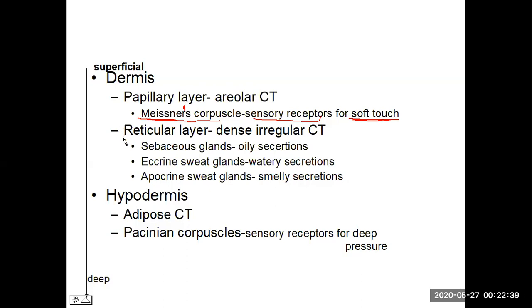Deeper to that, the majority of the dermis is the reticular layer, composed of dense, irregular connective tissue. So all of that strength of the woven collagen fibers. And it's in this area where we find the majority of the organs of the skin. So for example, those oil-producing sebaceous glands, the 2 types of sweat glands. And just an interesting note here is that our unique odor comes from the apocrine sweat glands specifically.